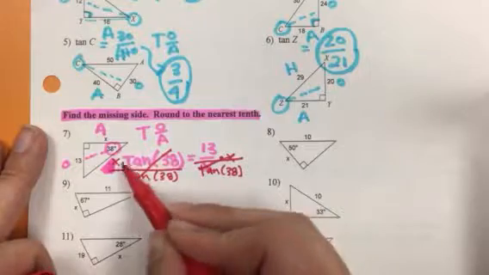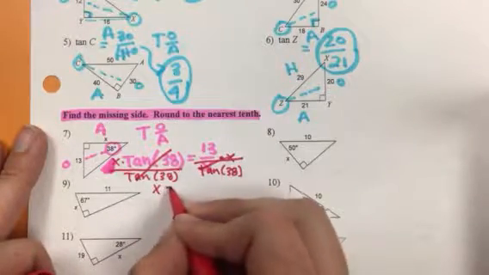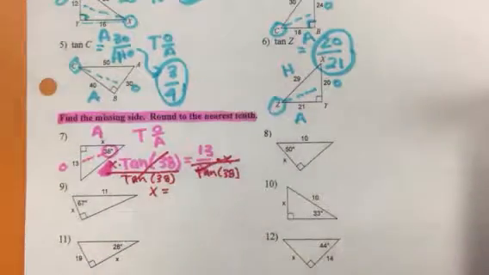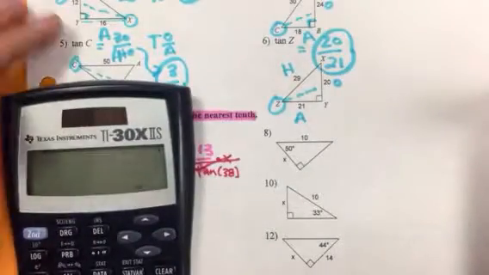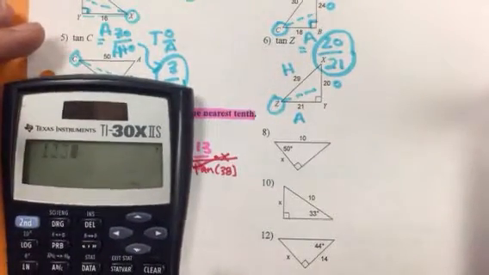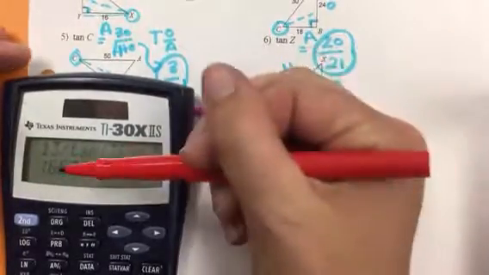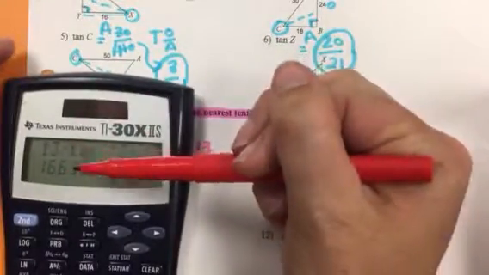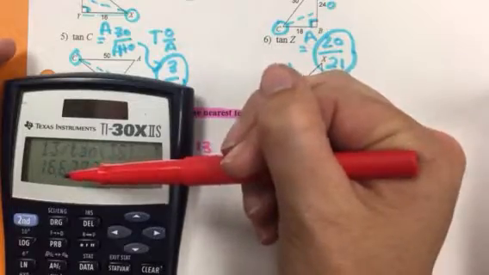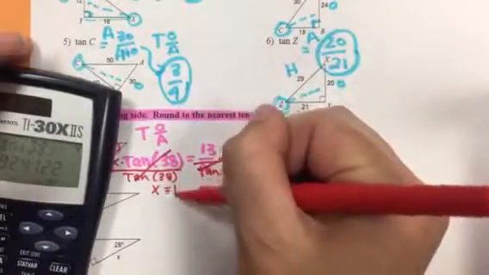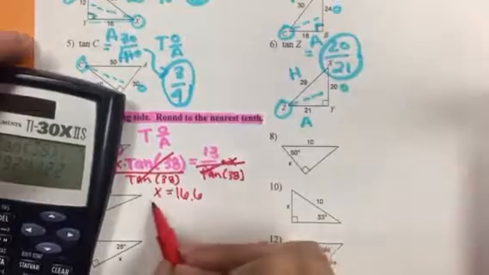Tangents cancel out, you're left with x equals, and now the fun part, 13 divided by tangent of 38 equals 16.63. Because it's a 3, you just write 16.6. You don't have to round it up. 16.6.